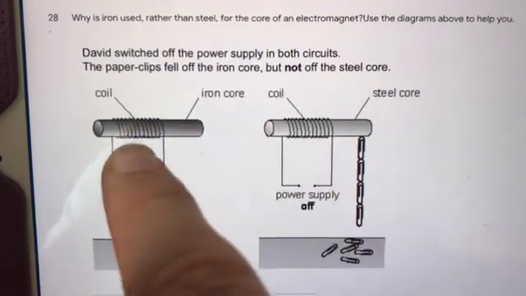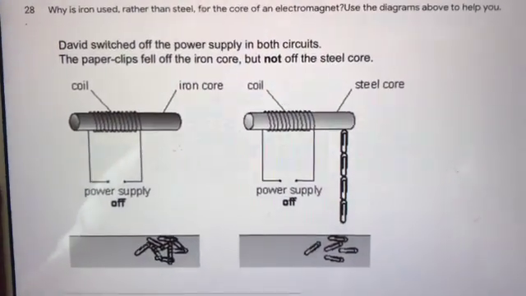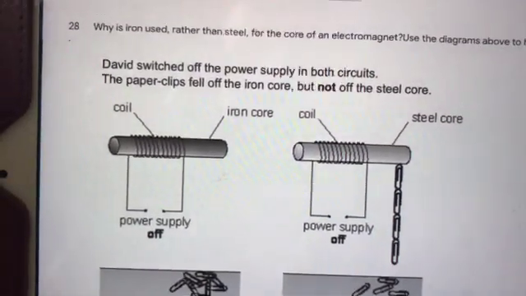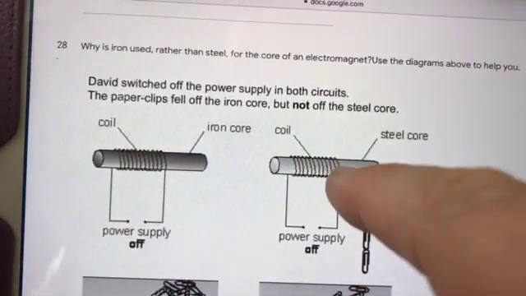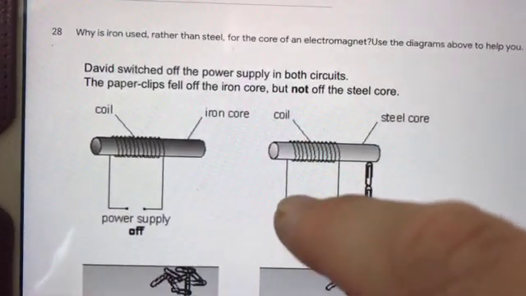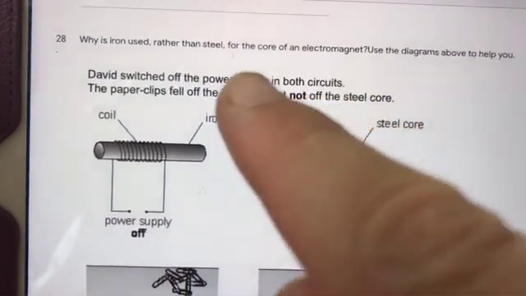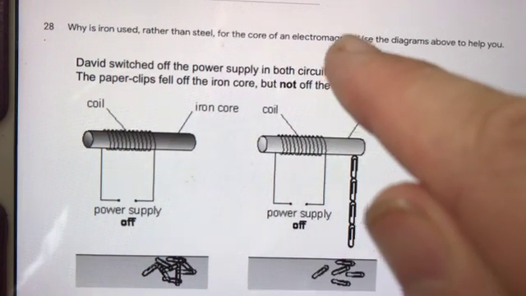Why are we using iron instead of steel? Again, there's quite a lot of ways of explaining this, but the basic idea here is when we've turned the power supply off, iron stops being a magnet, but steel stays being magnetic. Now, that's what we want. An electromagnet, we want to be able to turn on and off.